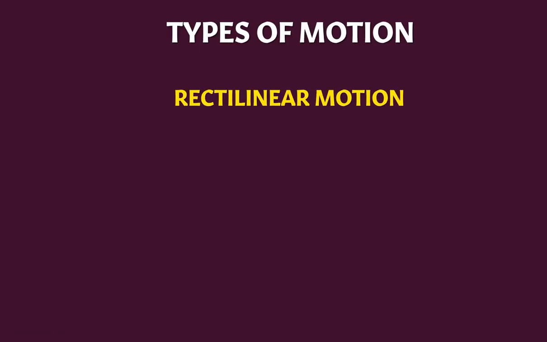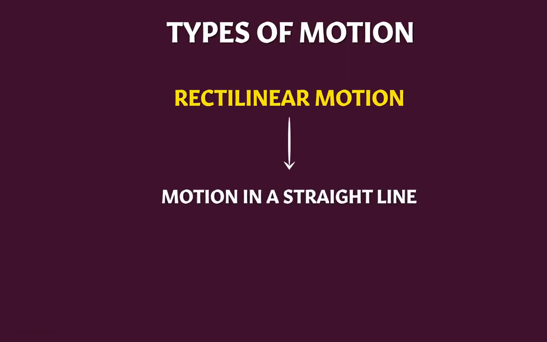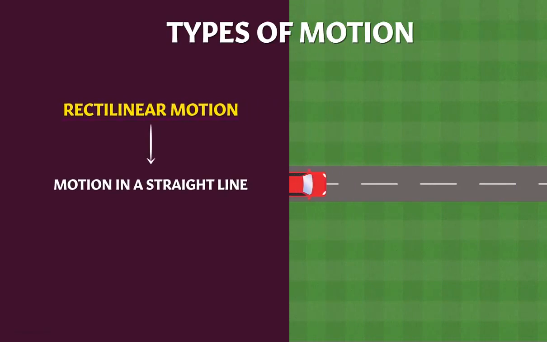Let's discuss the different types of motion now. The simplest type of motion is called the rectilinear motion. Notice that there is a word line in there. So we define this type of motion as a motion in a straight line. Yes, rectilinear motion is nothing but motion in a straight line. So if an object is moving along this straight line path, we say that it's performing rectilinear motion. For example, when a car is moving in a straight line on a straight road, it's performing rectilinear motion.